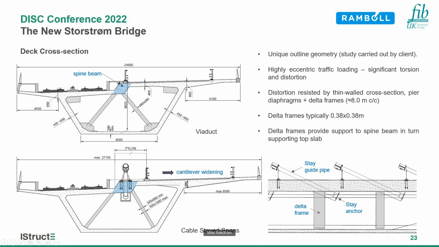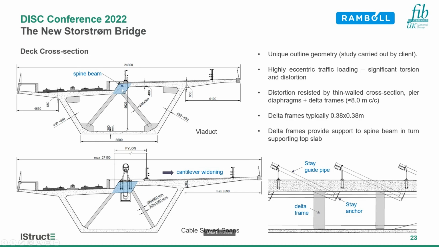Having got that cross section, then a key feature is the spine beam, which is shaded in blue at the top middle. This is obtained from the overlap of the railside and roadside top slabs, and this provides an intermediate stiff vertical support for the top slab that would otherwise have to span almost 14 meters between the two webs.